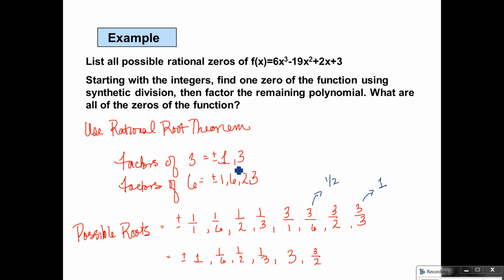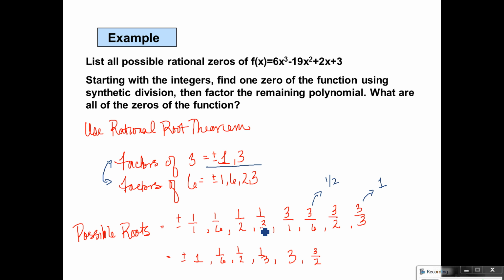So we have factors of 3, at least that's prime, and I only have the positive and negative 1 and 3. But now factors of 6 would be positive or negative 1, 6, 2, and 3. And so one by one, you're going to take these, and I know I kind of write it backwards, but you're going to divide by your ones at the end. So we're going to go like this. 1 divided by 1, 1 divided by 6, 1 divided by 2, 1 divided by 3. 3 divided by 1, 3 divided by 6, 3 divided by 2, 3 divided by 3.